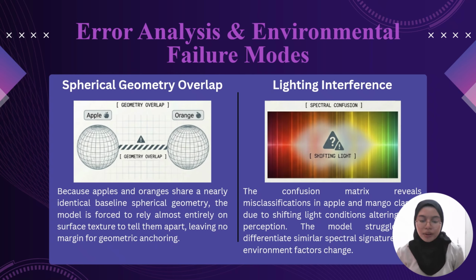Okay, in training and testing, the light environment directly alters the model's perception of color. When the environmental factors shift, the model struggles to differentiate between similar spectral signatures, causing occasional misclassification between the color gradient of an apple and mango class. So understanding this visual boundary allows us to better stabilize future real world rollout. Okay, that's all.